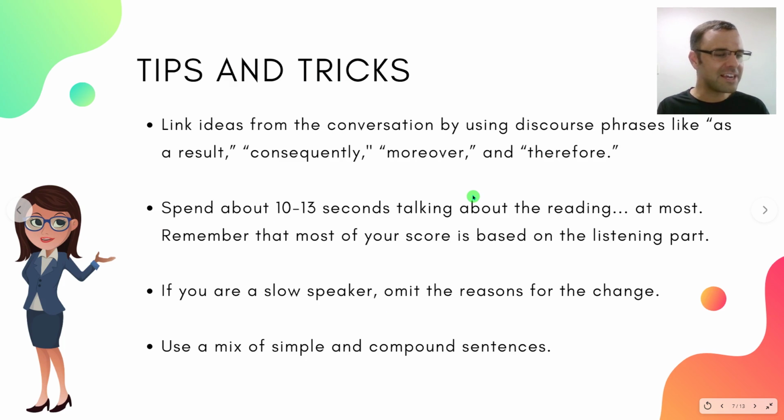All right, before I give you a sample answer, just want to mention a few tips and tricks that will increase your score a little bit. First of all, link ideas using discourse phrases like as a result or consequently or moreover. I mention this in all my videos. These phrases are important. They're also pretty easy to use once you get used to them. Next, spend just about 10 to 13 seconds talking about the reading at most. Remember that most of your score is based on your summary of the conversation. That is really where your points are coming from. Don't waste time with a long reading summary.